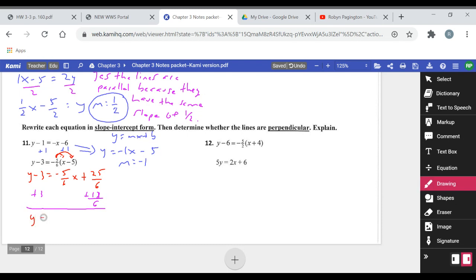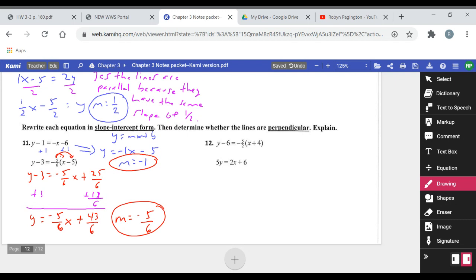So from there, I've got y is equal to negative 5/6 x plus, if I add this 25 and the 18, I get 43/6. And so again, in this particular case, I've got the y by itself, and whatever's in front of the x is the slope. So in this case, negative 5/6 is the slope of this one. Up here, we said the slope is -1. And again, we're trying to decide if the lines are perpendicular or not.